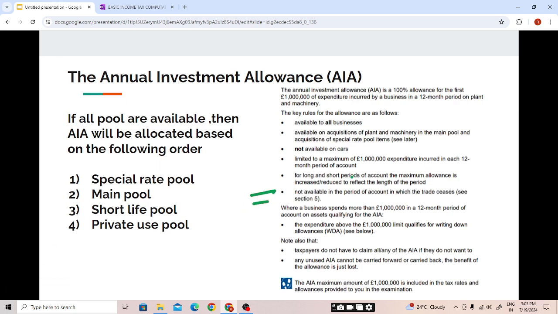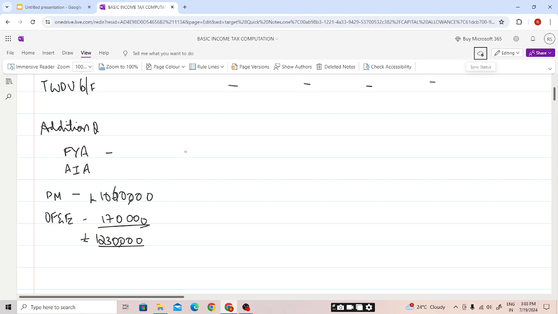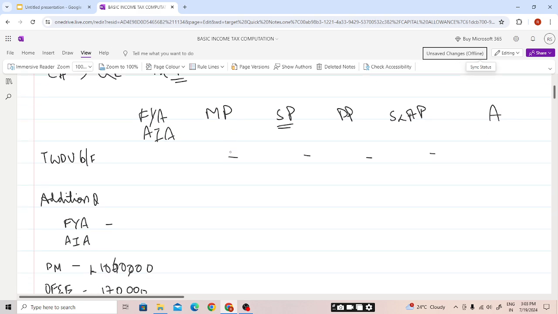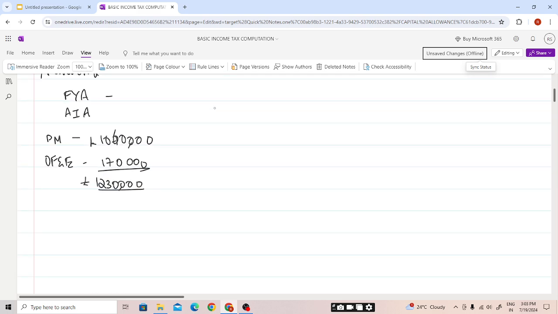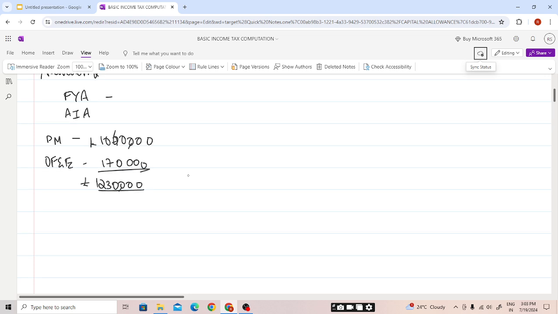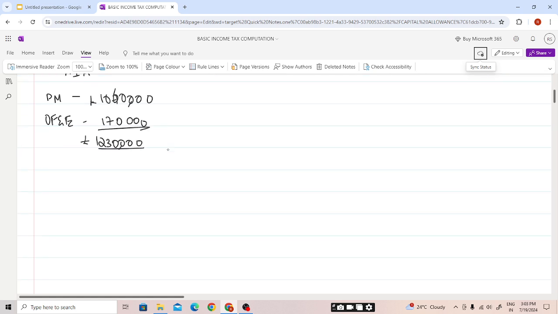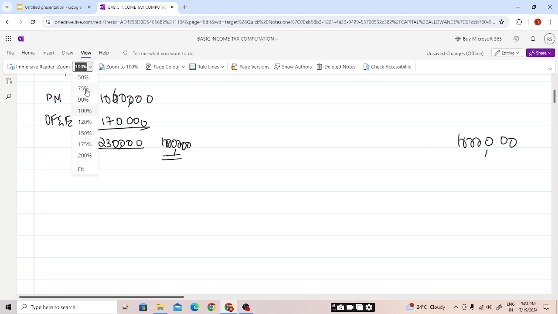But students, the annual allowance limit which we can claim for a 12 month accounting period is 1 million pounds, and we have already seen the accounting period is from January to December, so it is for 12 months, so no need to increase it. See here students, we have not included your car because on car AIA is not available. So in the AIA FIA column, 1 million pounds will be an allowance, so it will be written down here in our allowance column. I hope this is clear students.